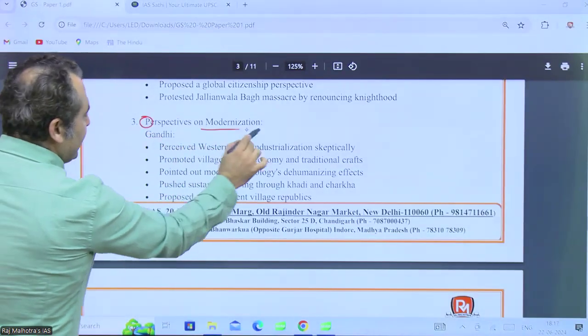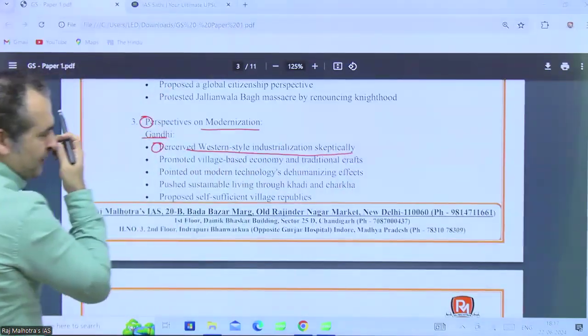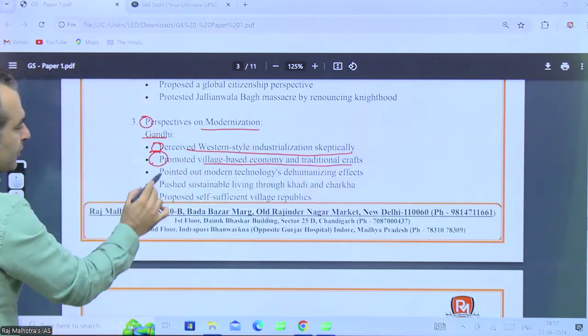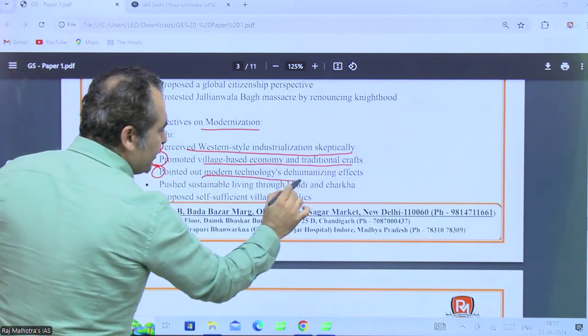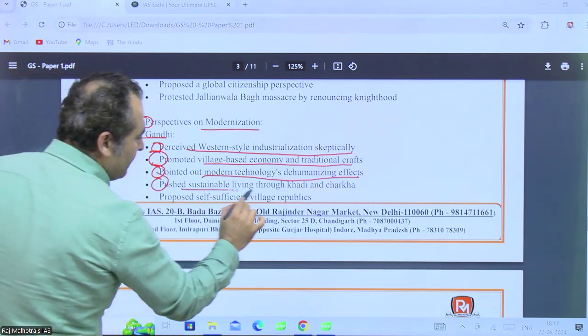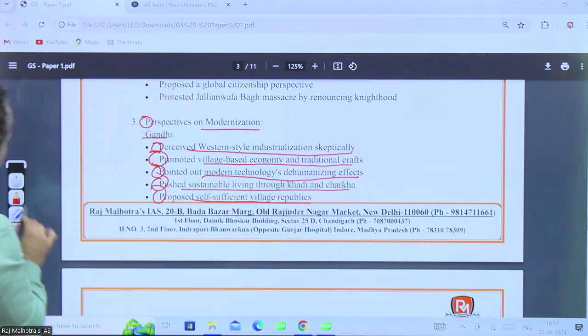Perspectives on modernization. Gandhi perceived Western-style industrialization skeptically, promoted village-based economy and traditional crafts, pointed out modern technologies' dehumanizing effect, pushed sustainable living through khadi and charkha, proposed self-sufficient village republics.